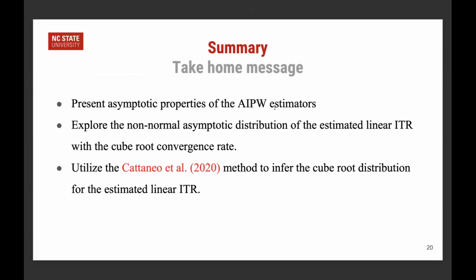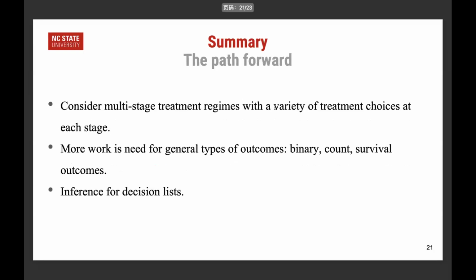Finally, we summarize our presentation. We present the asymptotic distribution of the AIPW estimator, and we explore the non-normal asymptotic distribution of the estimated linear ITR with the cube root convergence rate. And we apply the Daniel et al. method from 2020 to infer the cube root distribution for the estimated linear ITR. And there are some future directions.